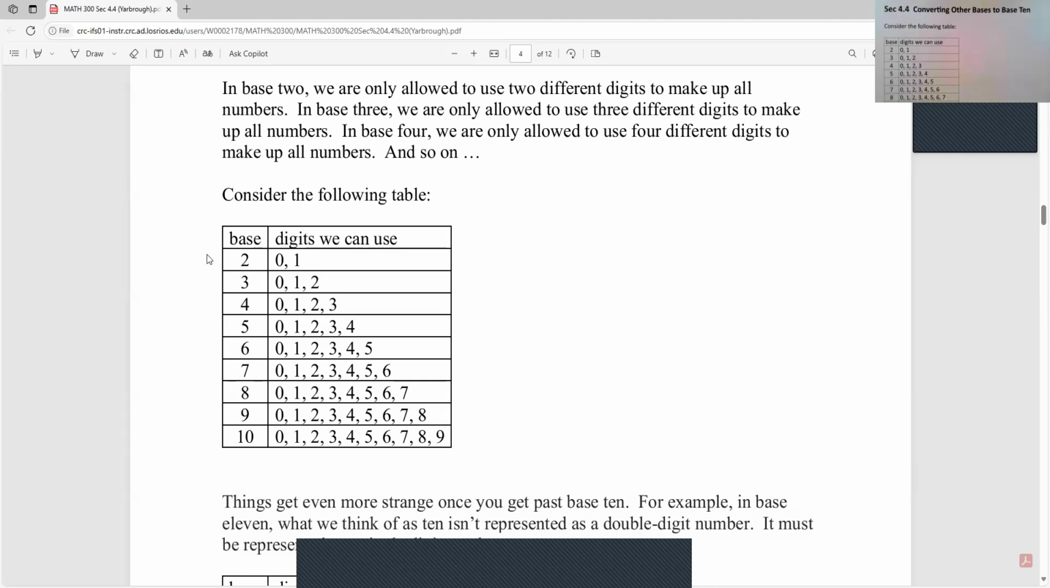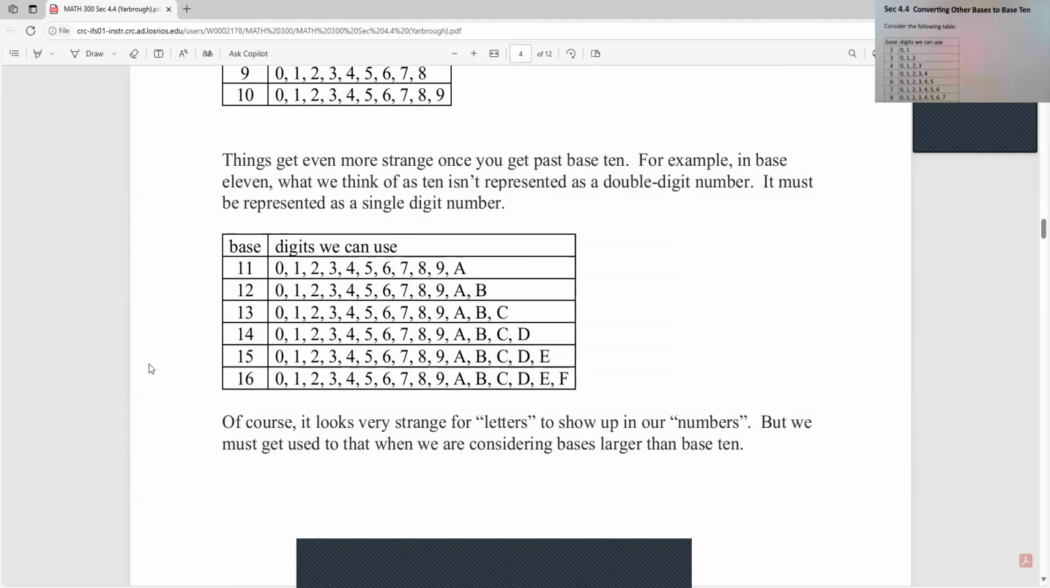You can see in base 2, there are only 2 digits allowed. In base 2, everything is made up of ones and zeros only. So this is a helpful table. We'll probably refer to this table as we go today. Things get even more strange once we get past base 10. For example, in base 11, what we would think of as 10 is not a double-digit number, because your first double-digit number in base 11 doesn't happen until you hit 11. And so we need 10 to be represented as a single digit.